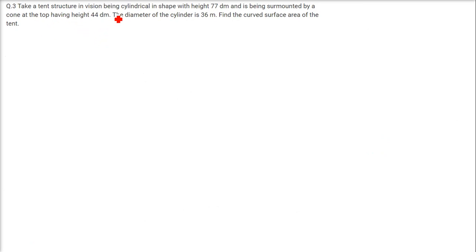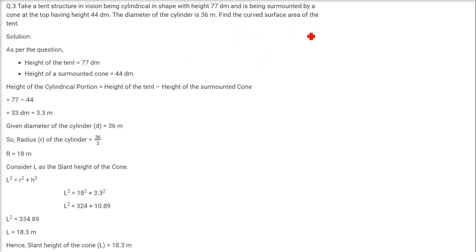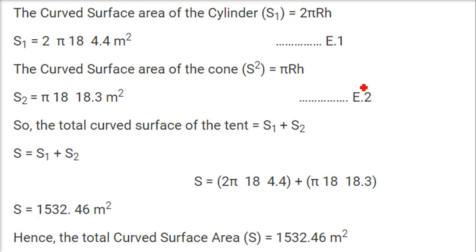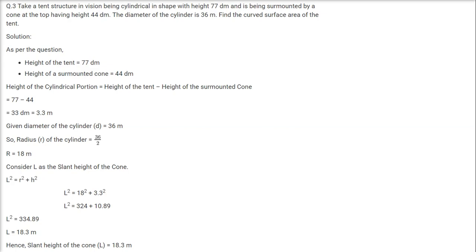Take a tent structure envisioned as cylindrical in shape with the height 77 decimeter, surmounted by a cone at the top having height 44 decimeter. The diameter of the cylinder is 36 meter. Find the curved surface area of the tent. So here what we will do, I'll just show you and then I'll come back to this one. Now take a tent structure, cylindrical in shape, surmounted by a cone. So same thing is going on.